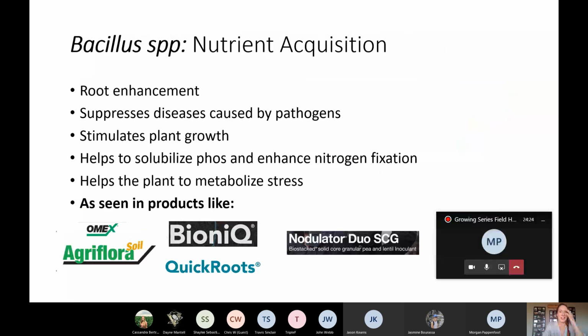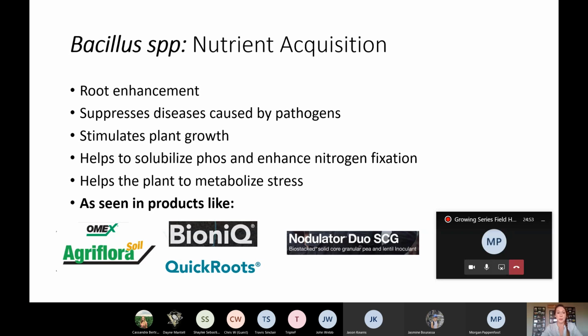Okay, another type of bacteria that you're going to see is Bacillus bacteria. This one is really talked about and really used in the industry. Pretty much the main feature of it is nutrient acquisition, and this comes from root enhancement. So what you're expecting to see is more fibrous roots. This helps your plant get through stress by having more access to moisture and more access to nutrients. It has a really nice relationship with rhizobia as well.